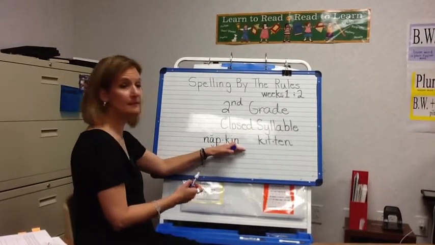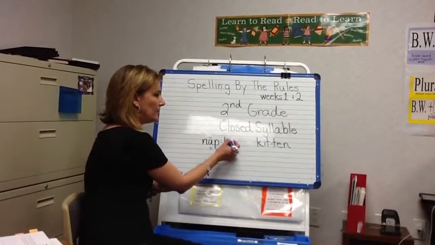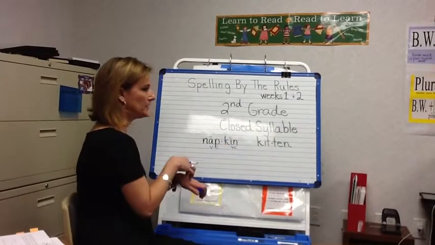Same with the second syllable: you could look at it too and see that it's a closed syllable, and the vowel in that syllable is also short, itch, i.